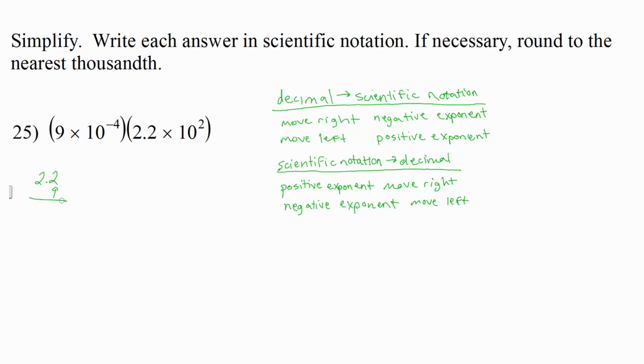We're going to start off by multiplying 2.2 times 9. And that's 19.8 times 10 to the negative 2, because negative 4 plus 2 is negative 2. But we need to move this over 1, and so we need to add 1 to negative 2, which gives us a negative 1.